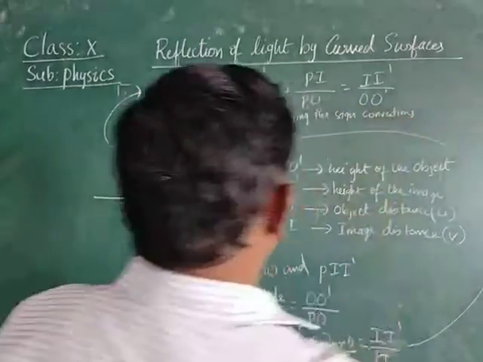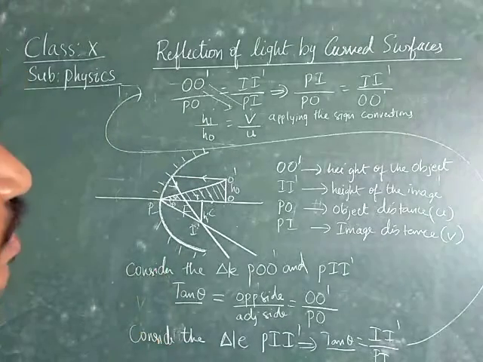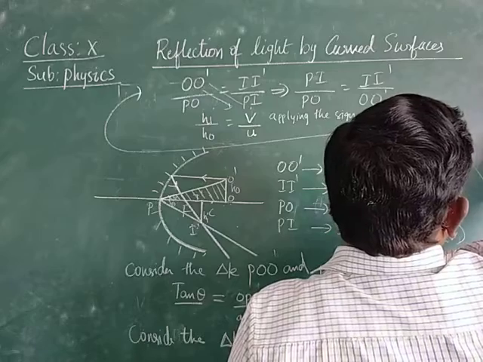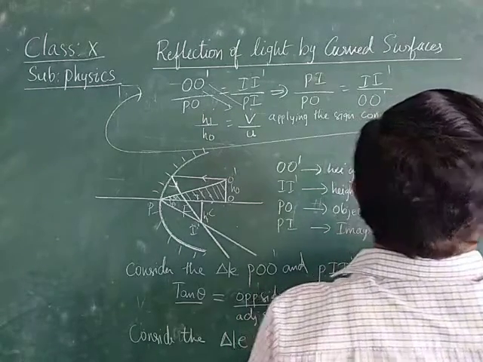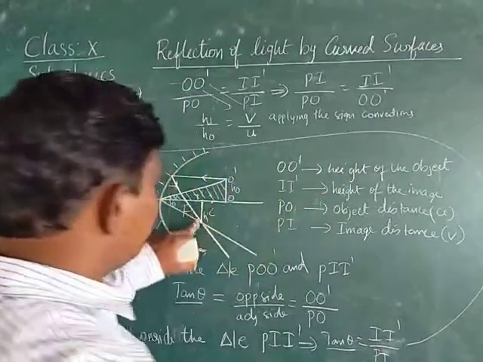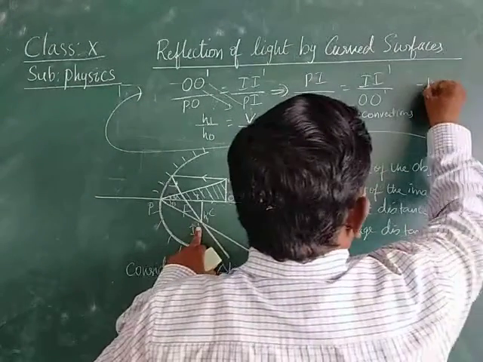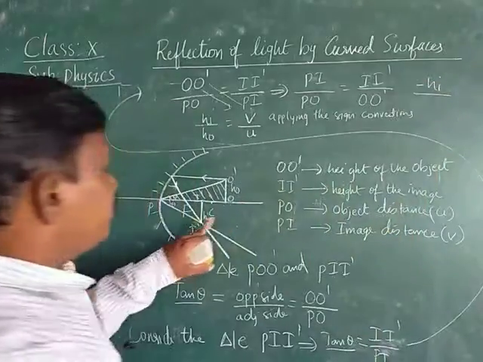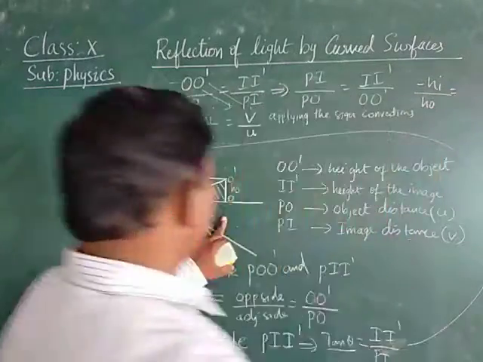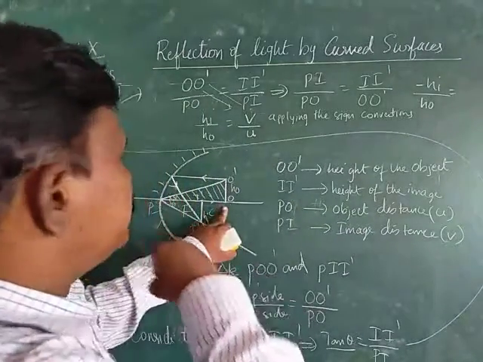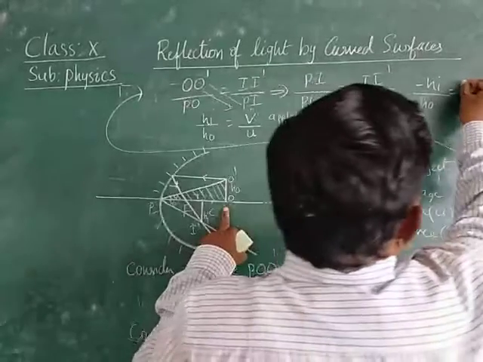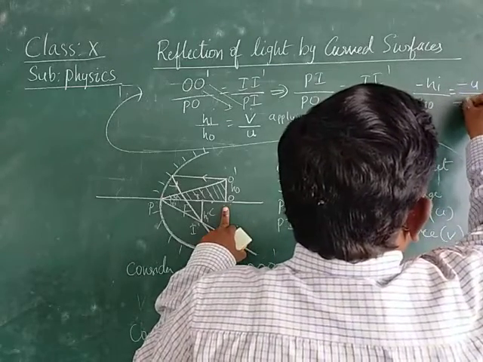What are the sign conventions of the concave mirror? The sign conventions of a concave mirror are: U is negative, V is negative, F is also negative. Here the height of the image is below the principal axis, therefore minus HI. The height of the object is above the principal axis, that is HO. For a concave mirror, the object distance U is negative, and V is also negative.